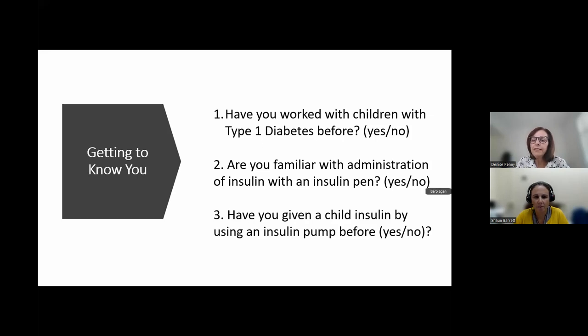And this is just to give us a little bit of an idea of where people are starting from. These are your poll answers, which may help us to just determine whether there is an area that we want to focus a bit more on. So it looks like everyone's familiar with the insulin pens. About two-thirds have worked with children with diabetes, and about half have used an insulin pump before. So that's helpful.